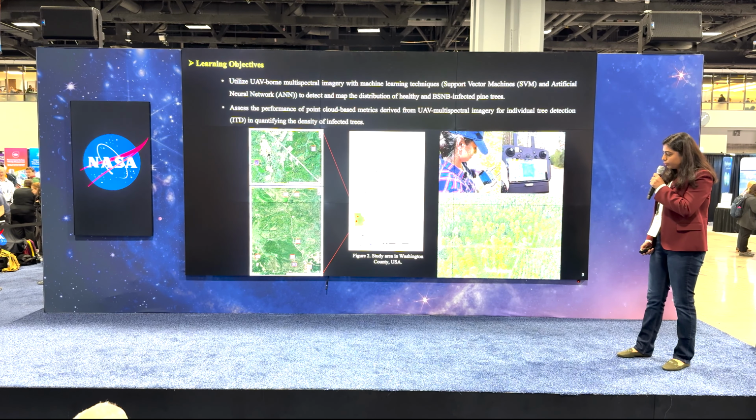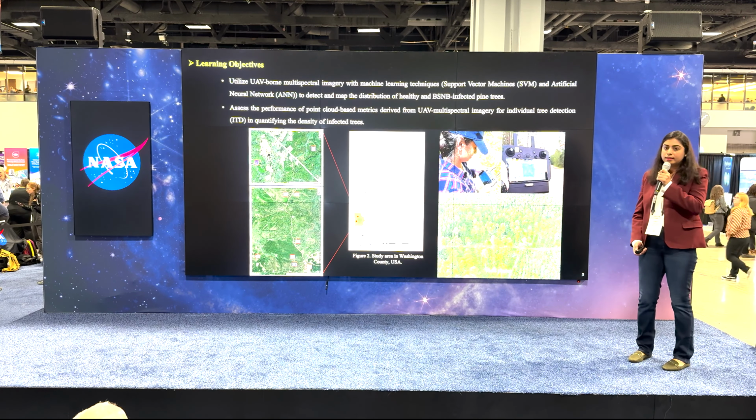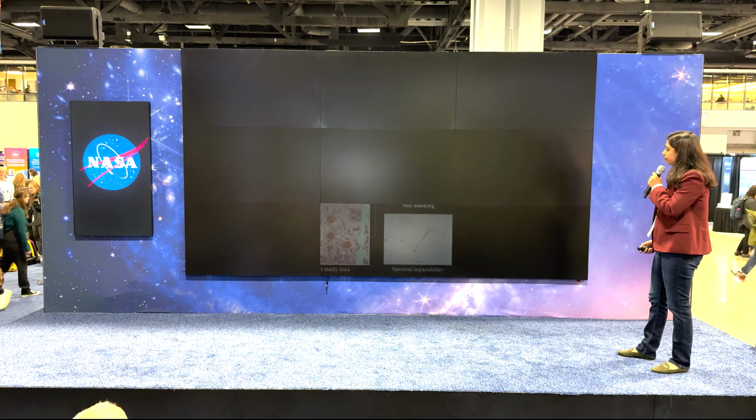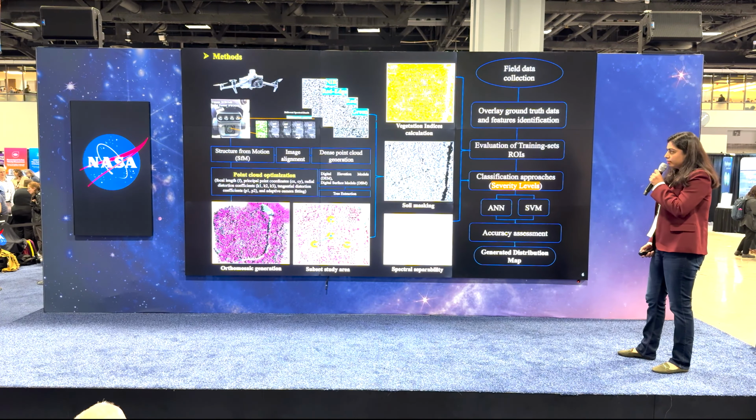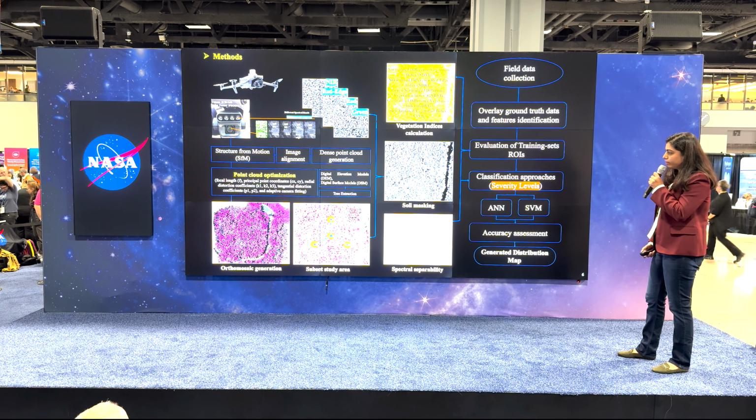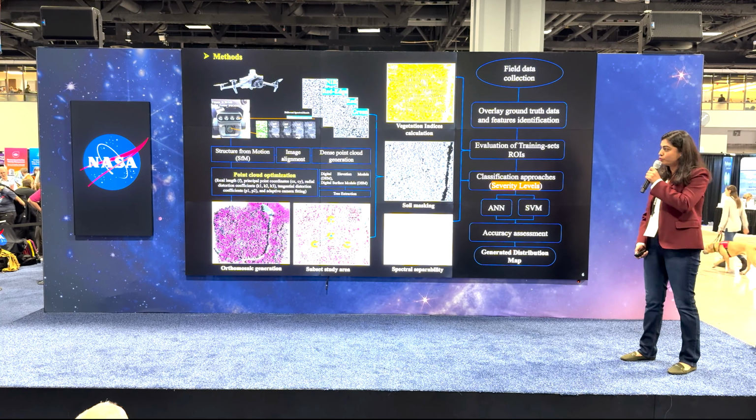Figure 2 is showing the study area, which was Washington County in the USA. We covered a total of 9 plots, and we collected ground data as well as multispectral UAV data in the study area. This slide is showing the methods. Let's have a look at how we extracted the information from these multispectral images.